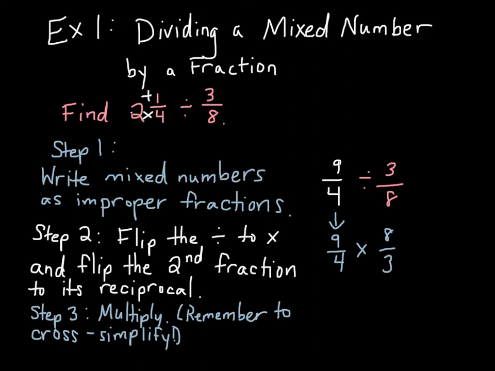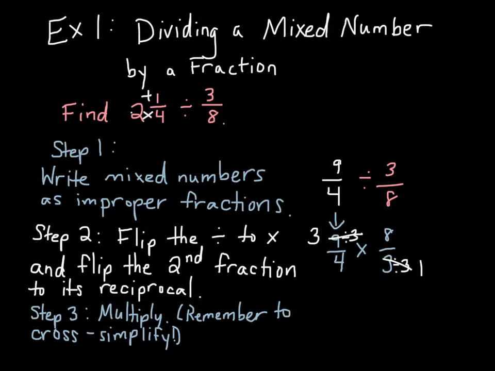Next, all we have to do is multiply across. So we're going to take a look before we do that and see if we can cross simplify. So the 9 and the 3 do have a common factor, they can both be divided by 3. So we divide by 3 up here, and 9 divided by 3 is 3. Divide by 3 down here, and 3 divided by 3 is 1.